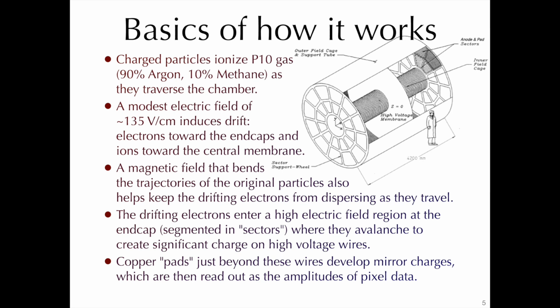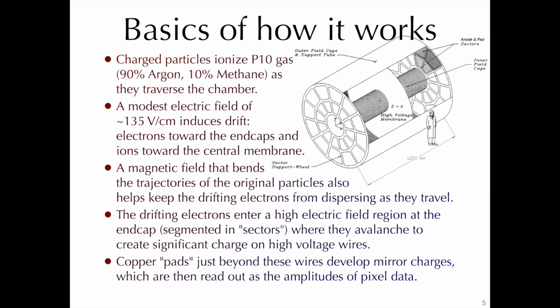The electric field is strong enough to cause this drift, but I want to be clear that the electric field is not strong enough to affect relativistic moving particles that came out of the collision. So this electric field doesn't bend the trajectory of the tracks that came out of the collision in any perceptible way. This is just much too low for that. But these comparatively slower electrons and ions do drift in this electric field, and it's designed so that the electrons drift to the end cap and the ions drift to the central membrane, where they would then pick up an electron and re-neutralize.